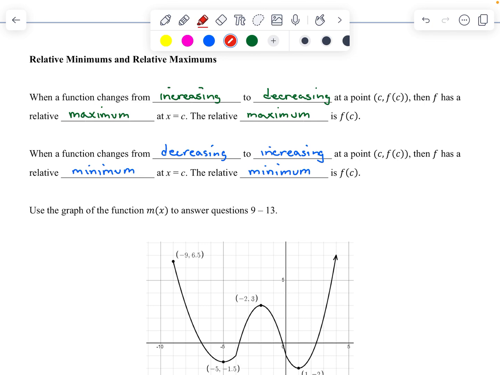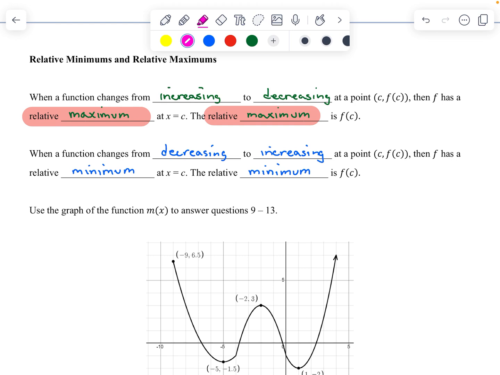The first: when a function changes from increasing to decreasing at a point (c, f(c)), then f has a relative maximum at x = c. The relative maximum is f(c).